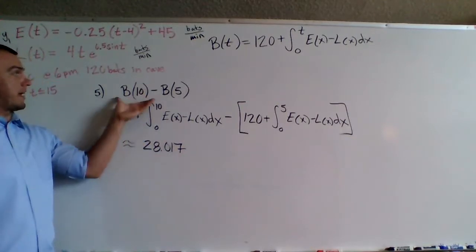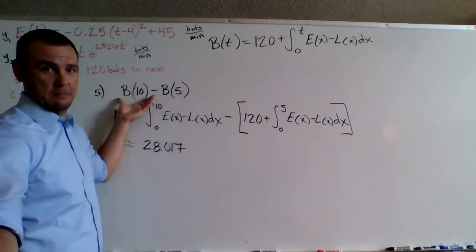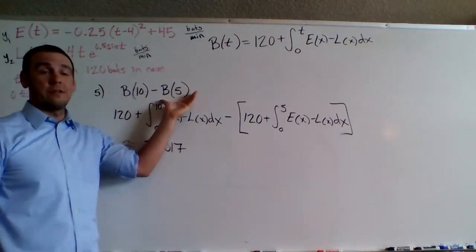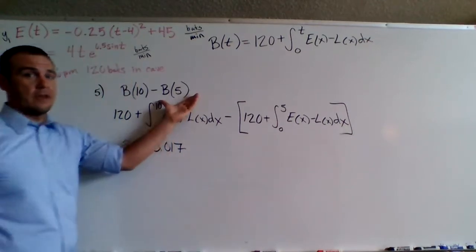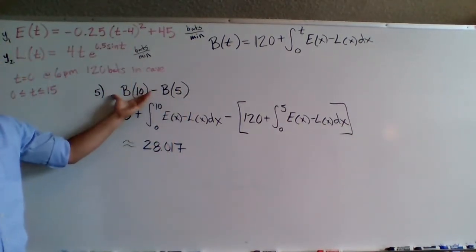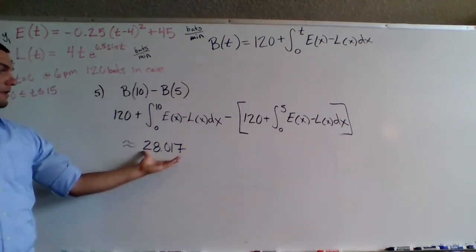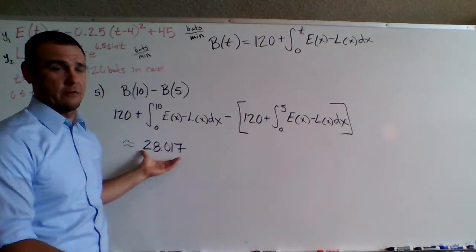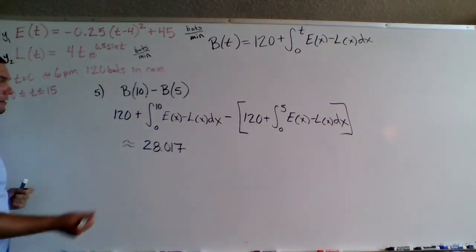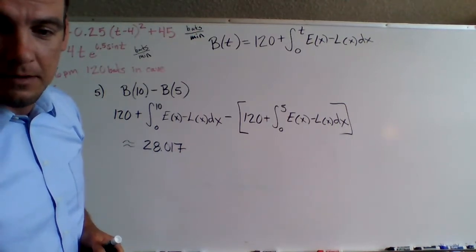Okay, so we got to think about what this is actually representing. So remember, B of 10 is really the number of bats in the cave at 6:10 p.m. And B of 5 is really the number of bats in the cave at 6:05 p.m. So if we take the number of bats at 6:10 and subtract the number of bats at 6:05, that really means there were about 28 more bats in the cave at 6:10 versus 6:05. I believe it's asking you to talk about what that is. Yep, in context of the problem.